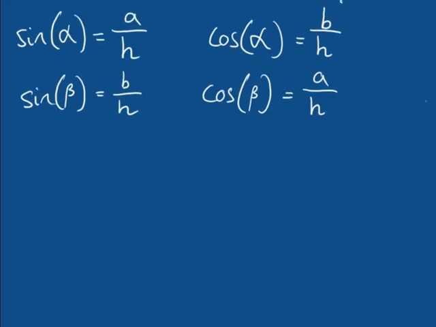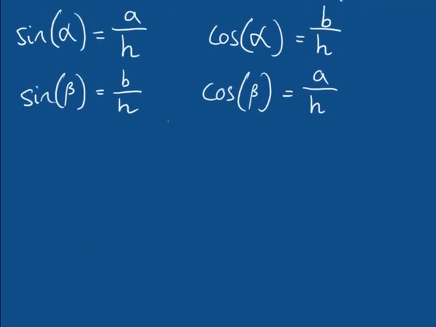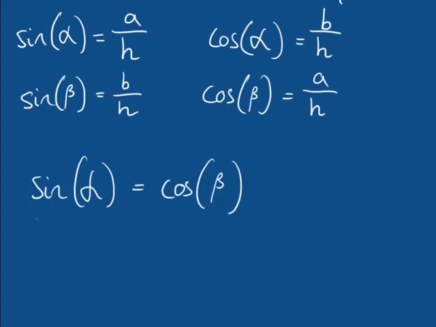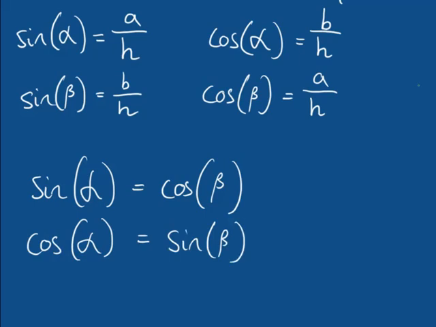So if I was to scroll down just to look at these four relationships, you'll see two of them are equal to A over H, which means that sine of alpha is equal to the cosine of beta, and two of them are equal to B over H, which means that the cosine of alpha is equal to the sine of beta. So we can say the sine of alpha is equal to the cosine of beta, and the cosine of alpha is equal to the sine of beta. But why is this useful to us?